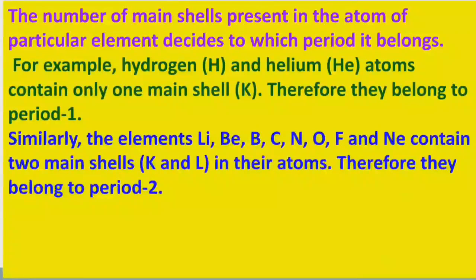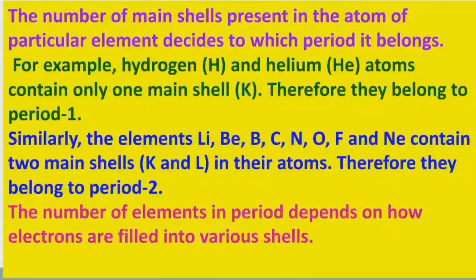Similarly, the elements lithium, beryllium, boron, carbon, nitrogen, oxygen, fluorine and neon contain two main shells, K shell and L shell, in their atoms. Lithium electronic configuration 1s2, 2s1. Beryllium electronic configuration 1s2, 2s2. Boron electronic configuration 1s2, 2s2, 2p1. So they contain two main shells, K shell and L shell. That's why they belong to the second period. So we can say the number of main shells present in the atom of a particular element decides to which period it belongs.